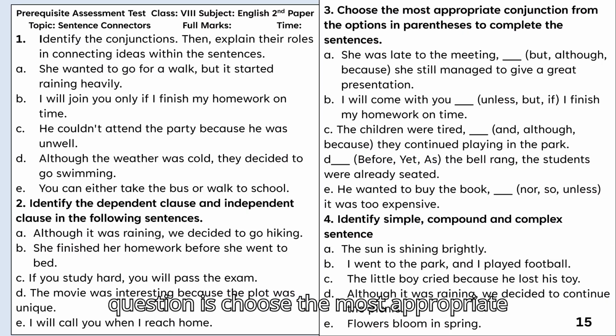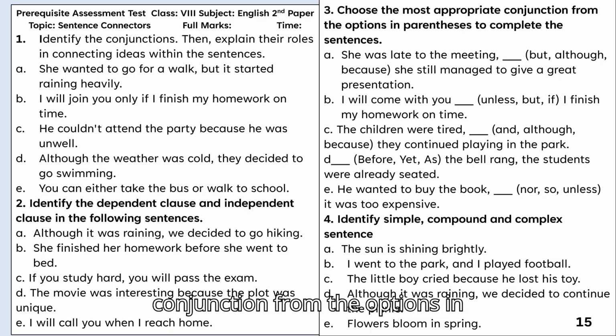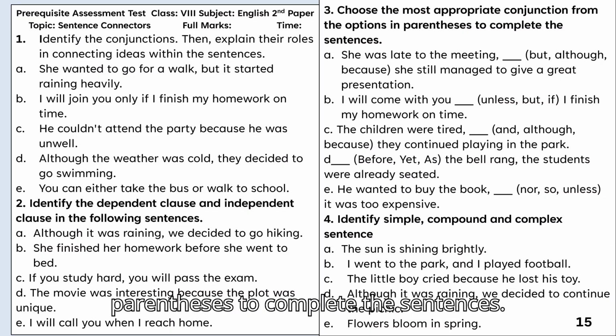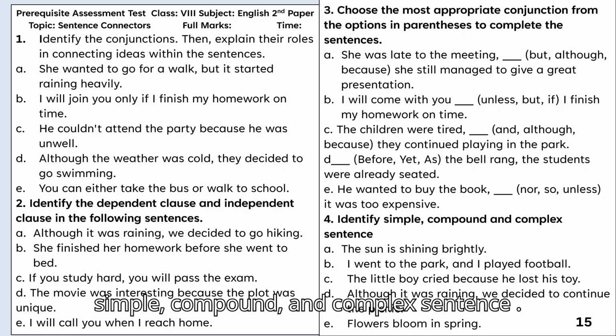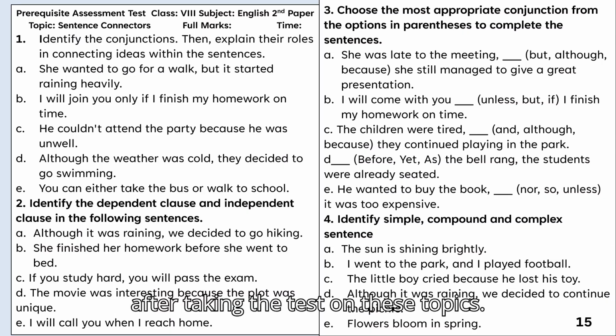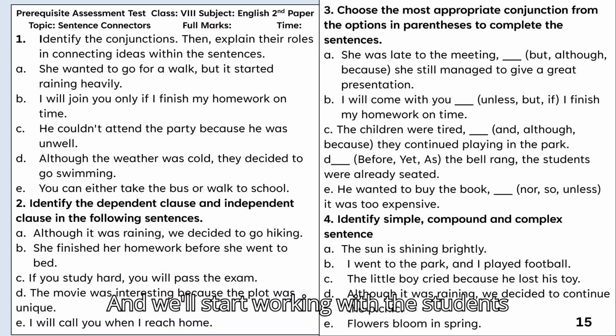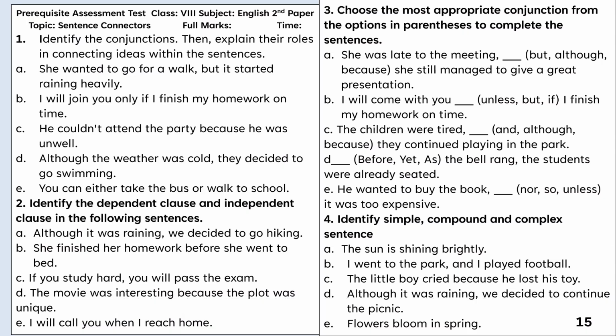Number three question is choose the most appropriate conjunction from the options in parentheses to complete the sentences. Number four question is identify simple, compound, and complex sentences. After taking the test on these topics, we will take the copies, will notify the students of their obtained marks, and will keep a record of their results. And will start working with the students who obtained less than 50% marks.